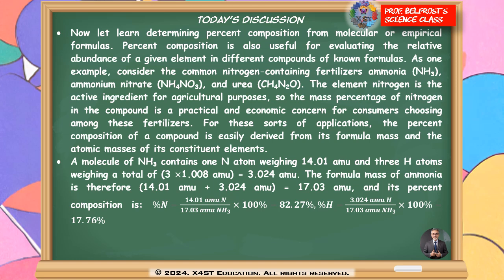A molecule of NH3, ammonia, contains one nitrogen atom weighing 14.01 amu and three hydrogen atoms weighing a total of 3.024 amu. So its percent composition is 82.4% for nitrogen and 17.6% for hydrogen.